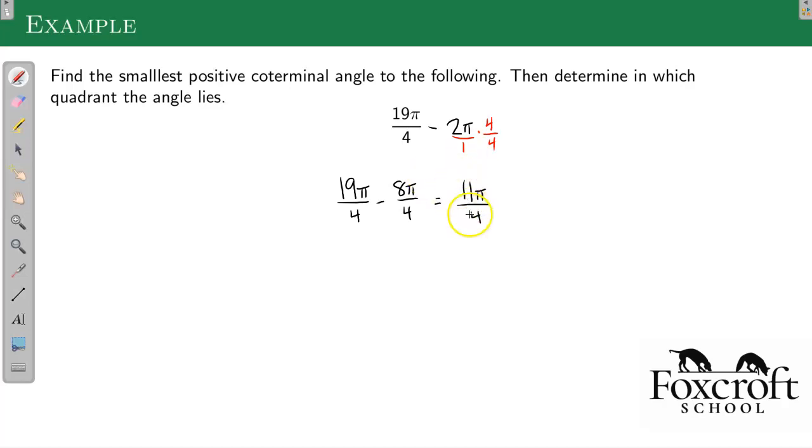Alright, 11 over 4 is going to be 2.75, so still bigger than 2. So I need to do this again. I need to subtract 2 pi again, but we know 2 pi is the same as 8 pi over 4. So you don't need to write this step. You could just use 8 pi over 4 again, and that gives me 3 pi over 4. And 3 over 4 is just 0.75, so now it's smaller than 2 pi, and I know this is my final answer.